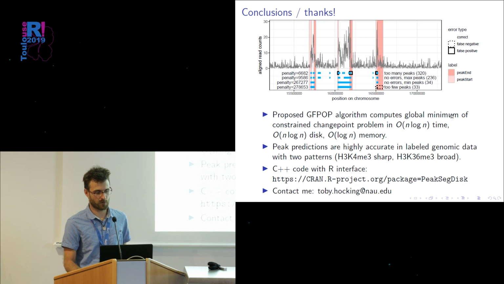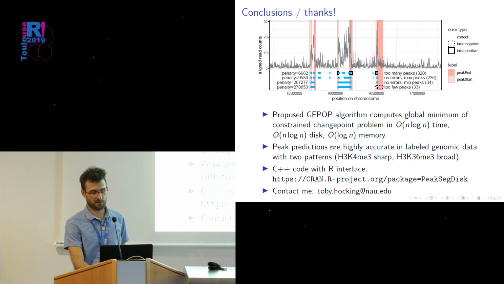And so just to conclude, I'll summarize by saying again, our proposed GFPOP algorithm computes the global minimum of this hard, non-convex, constrained change point problem in log linear time. It only takes log linear disk space and only log memory. So you can do this on a standard laptop, no problem.